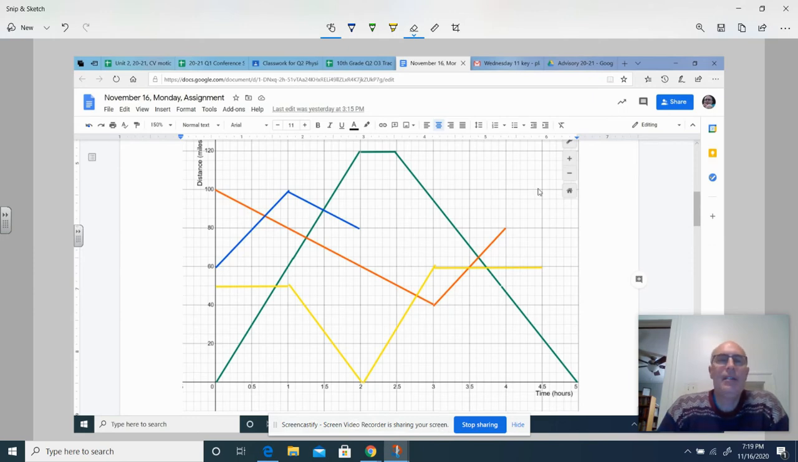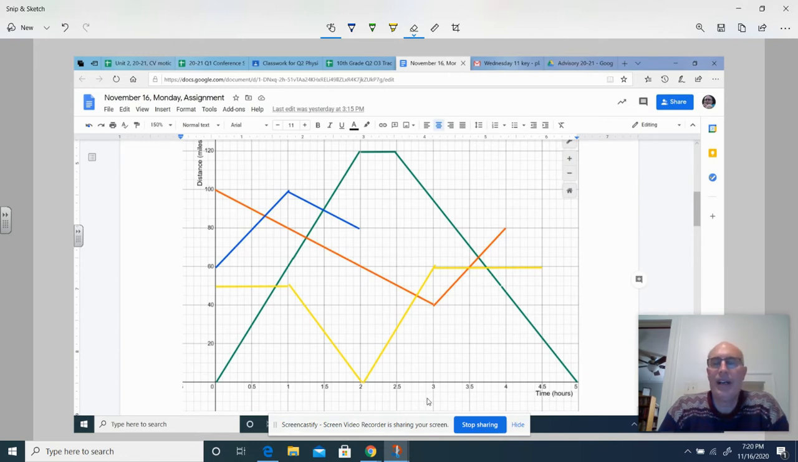We'll take a look at this graph, and as we do, we'll realize that on the x-axis we've listed time in hours, and on the y-axis we've listed distance in miles. This graph is of some cars and what those cars did over time. The longest any car went was 5 hours, and the farthest any car went, to the very top of the graph, was 120 miles.